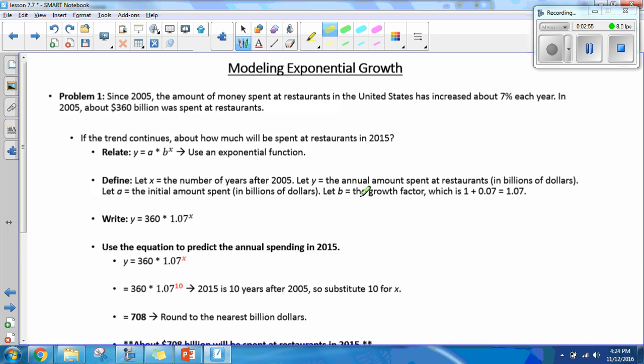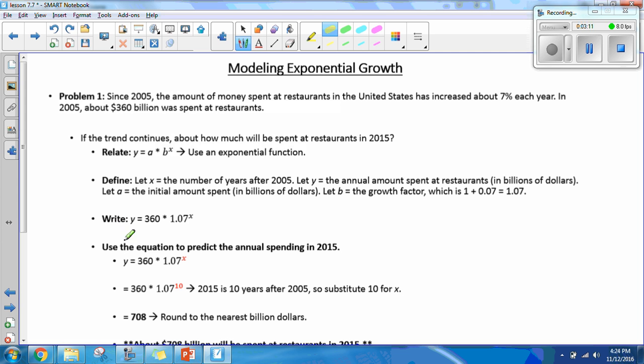And b will be our growth factor, which in this case, because it's increasing at 7% each year, we have to do 1 plus 0.07, which is the decimal form of 7%, and that'll equal 1.07. So our growth factor is 1.07.